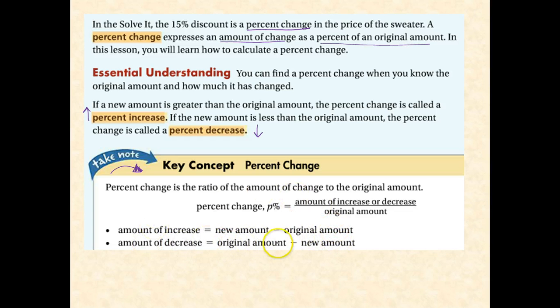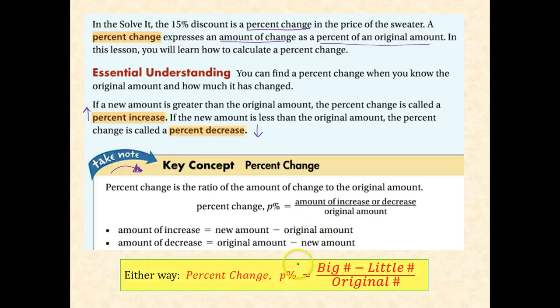Or if you want to ignore all of that, remember one easy thing. The percent change is the big number minus the little number divided by the original number. And then you just got to remember, did it go up or down? Is it an increase or a decrease?